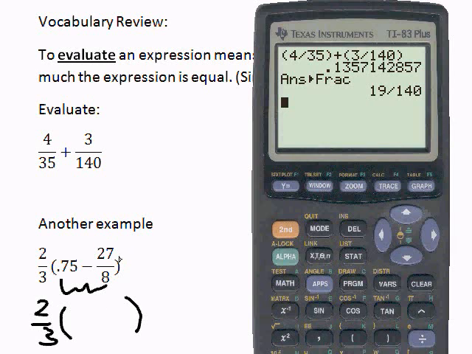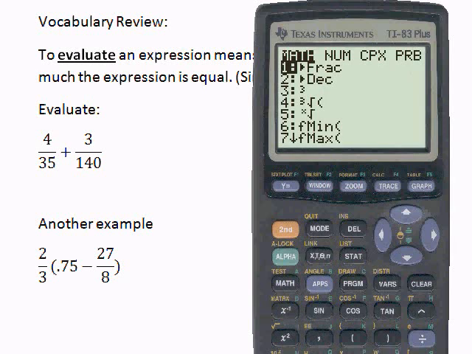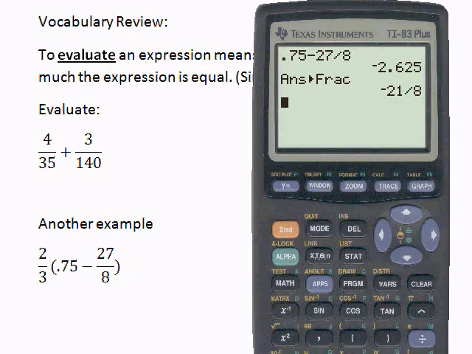Again, I'm not going to type all this in my calculator at once because that's going to lead to a couple sets of parentheses, actually 3 sets of parentheses, which might get a little confusing. Instead, I'm just going to simplify the inside, figure out what that answer is, and then multiply the outside by the inside. Let me show you. So we get our calculator, again we're going to clear it out, and again I'm going to find just the inside. So I'm going to go 0.75 minus 27 over 8. And we're going to turn that into a fraction, and we get negative 21 over 8.